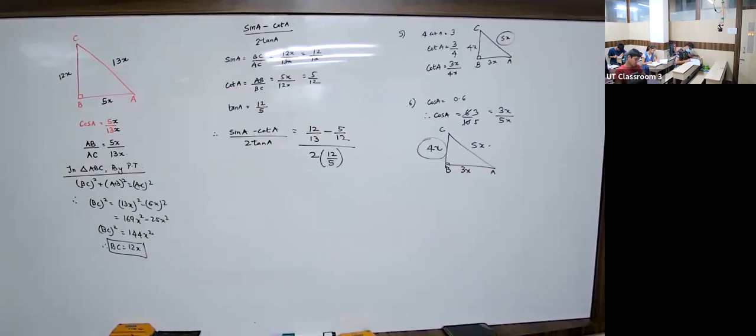What is base upon perpendicular? So there's 12 upon 5, no? Yeah. So, relax and this should be 5x. Yeah, so this is the base.